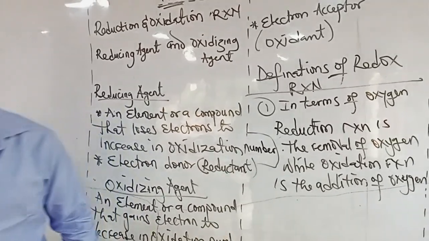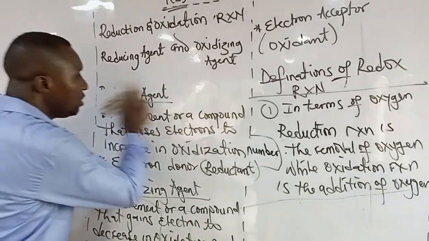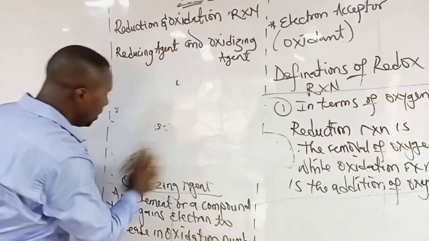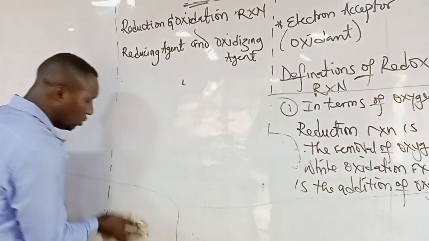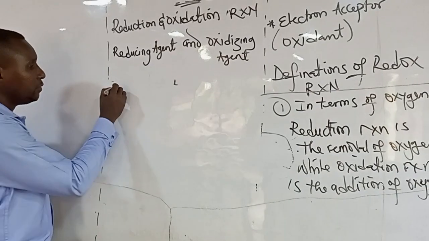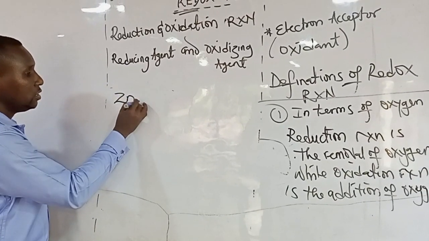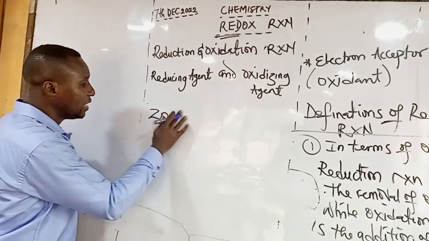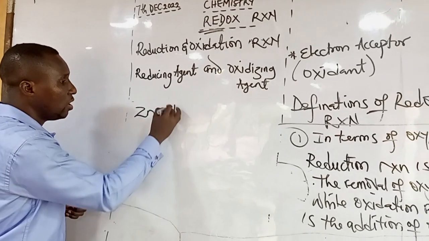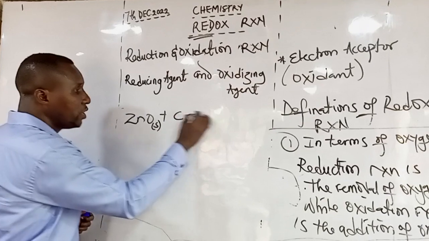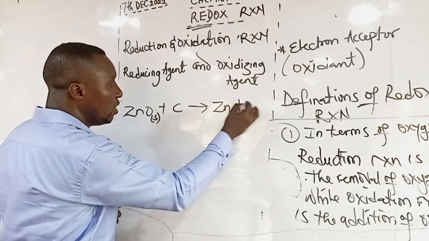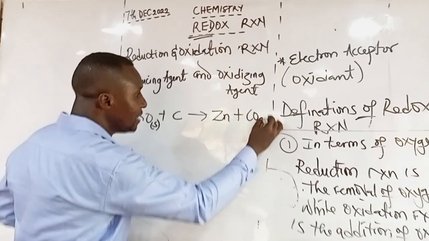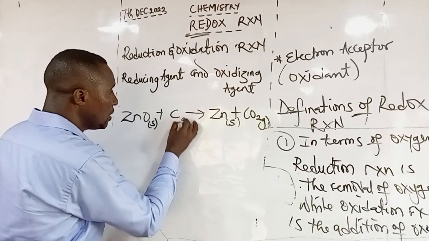Let me illustrate this with a chemical reaction. When you have this chemical reaction in which you have zinc oxide, which is solid, plus carbon, to give zinc plus CO2 gas.